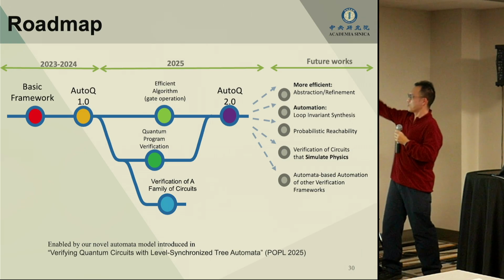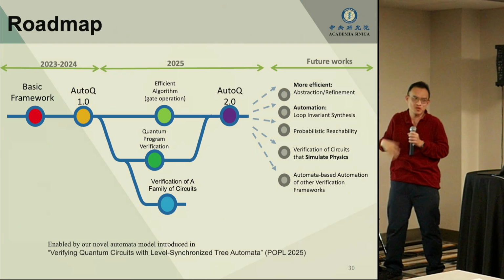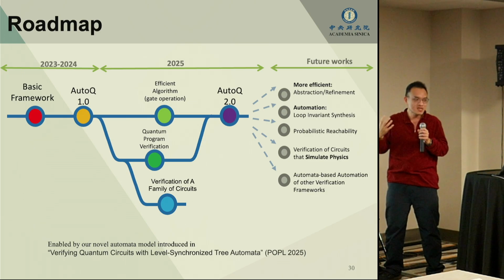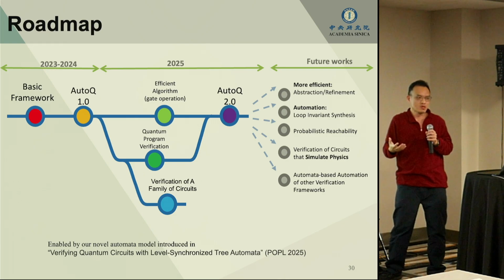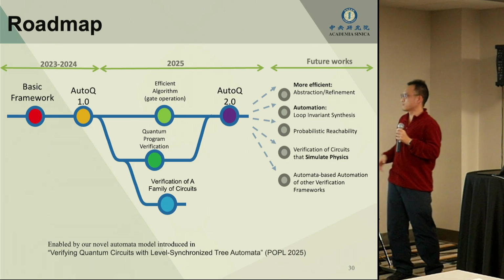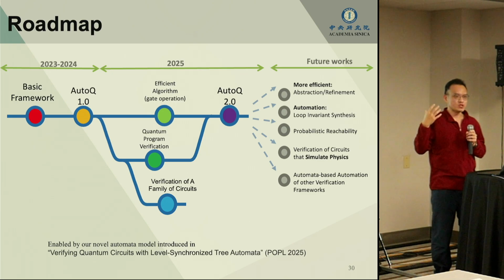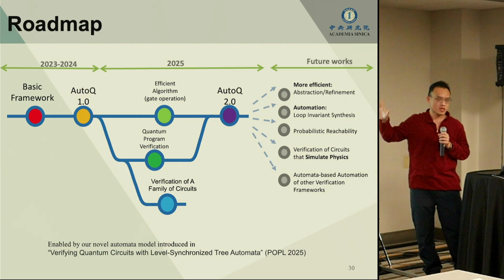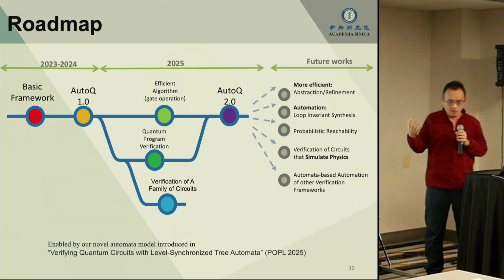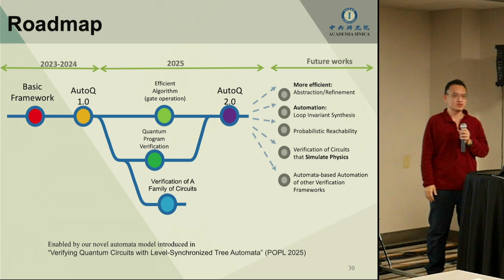And we have a lot of things that we want to do more. We want to find better abstraction refinement, because otherwise we have no hope to do examples that are really exciting for quantum. And we want to do automatic loop invariant synthesis, because then we can make everything automated. And we want to do probabilistic reachability also, because now what we can check is that all the states need to be filled within the post condition.